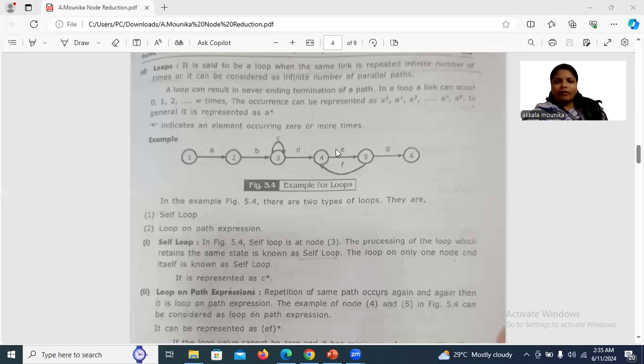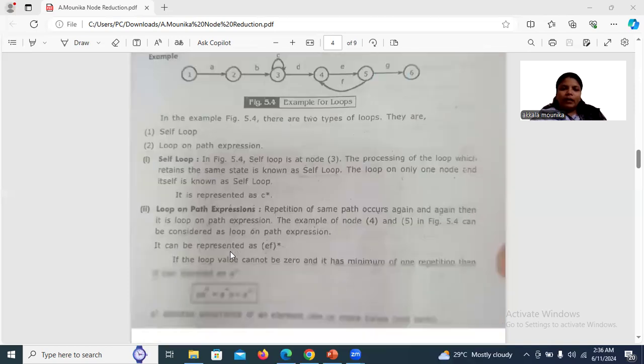This can be solved by first multiplying E into F, then taking the whole star. So how many times will it be repeated? That many times we have to place the number in the place of the star. Next, from the fifth node to the sixth node, G is going. For example, there are two types of loops: the self loop and the loop on path expression. As we discussed here, this is a self loop, and this is a loop on path expression.